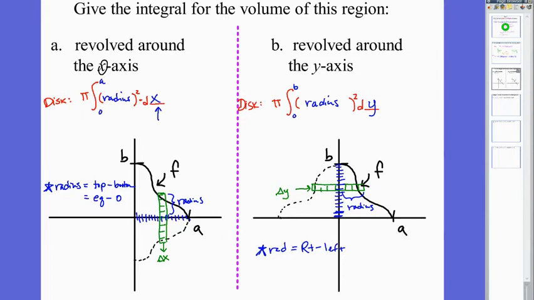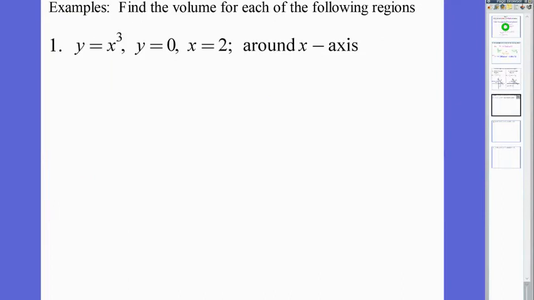So now is when we practice. I've got 3 example problems, and we'll go through these and see how it rolls. We're going to find the volume for each of the following regions. So what we're doing is we're cutting out steps here, you guys. We're saying that you can just go straight from your sketch to your volume.